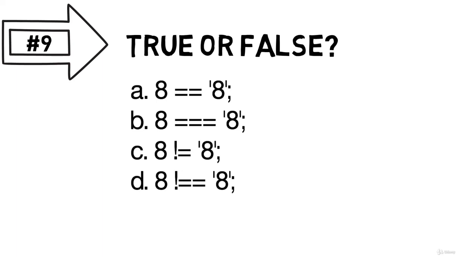Alright, A and D were true, while B and C were false. A is true because we use the double equal sign, which checks for value. JavaScript does something called coercion, where it tries to help us. In this case, it is smart enough to know that the number 8 and the string with the 8 character are the same value.